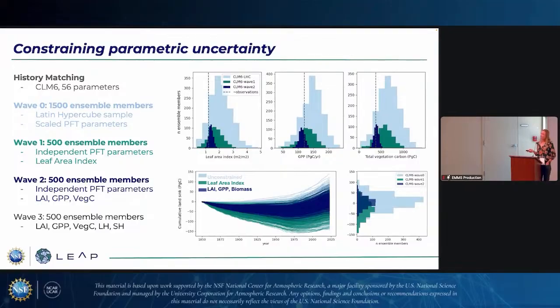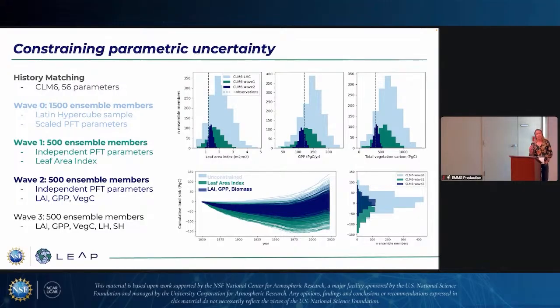And so we've worked through 3 waves of this process, and we're slowly honing in this ensemble onto these observational targets for the data sets that we have of leaf area, GPP, and total vegetation carbon. This next wave is going to introduce latent heat and sensible heat as well. But I think what's exciting is that by constraining this parametric uncertainty using variables that we do have observations of, we are able to constrain some of the uncertainty in the cumulative land carbon sink, which is something that we don't directly observe.